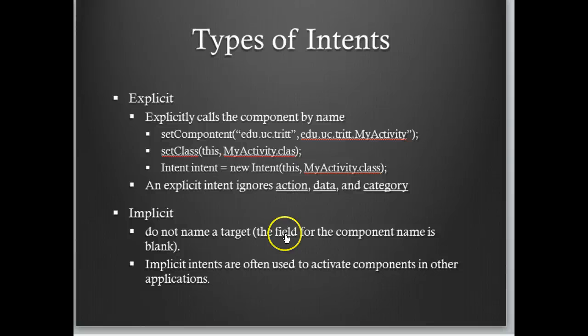That's kind of how these fall. So implicit intent has action, data, and category, but not target. We just say what we want to do. We let the Android system or the user figure out how to do it. Explicit intent, we do specify a target, not an action, data, and category, and we go exactly to that target.